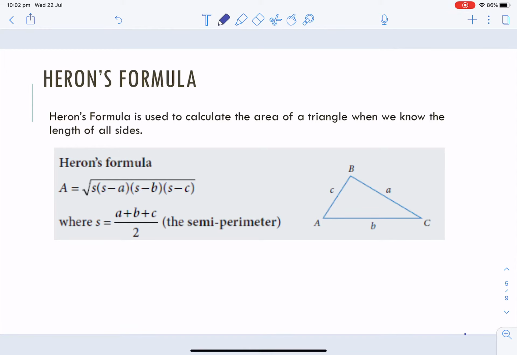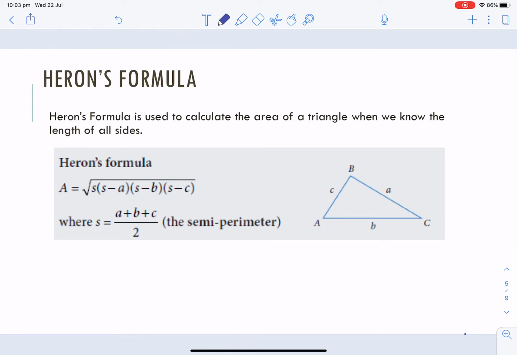Alright, so our formula is area equals the square root of everything under here, S times S minus A times S minus B times S minus C, where S equals A plus B plus C divided by 2, the semi-perimeter. I'm not going to call it the semi-perimeter because that's 6 syllables. That's wasting too much time. I'm just going to call it S.